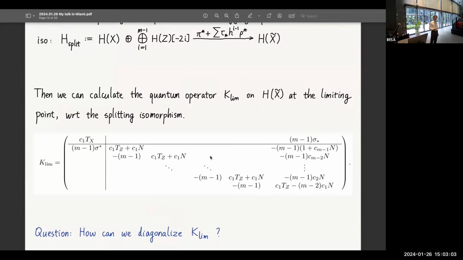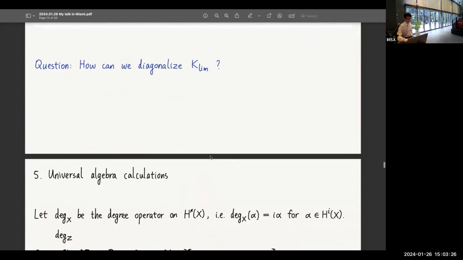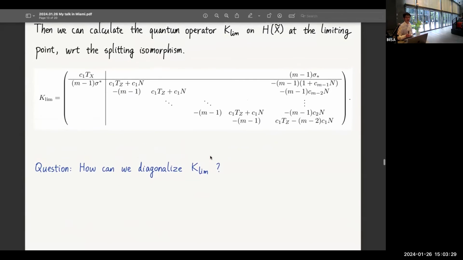So if we look at this matrix, most of them are just multiplication by characteristic classes, but we have this lower star, upper star, which are a bit cumbersome to work with if you want to just treat it as a matrix. So in order to really work out the diagonalization, to really study this matrix, the idea is first to get rid of this lower star and upper star.